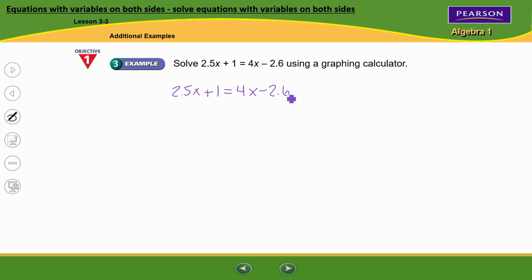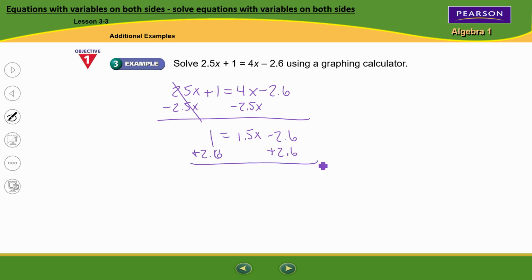I want to get the variables to one side, so I'm going to move this guy over here. 1.5x minus 2.6. Then I want to get rid of this guy here, bring it over to the other side, because I'm trying to find out what x is. So I'm moving things away from it now. And I got 3.6 equals 1.5x. Last step, divide by 1.5.